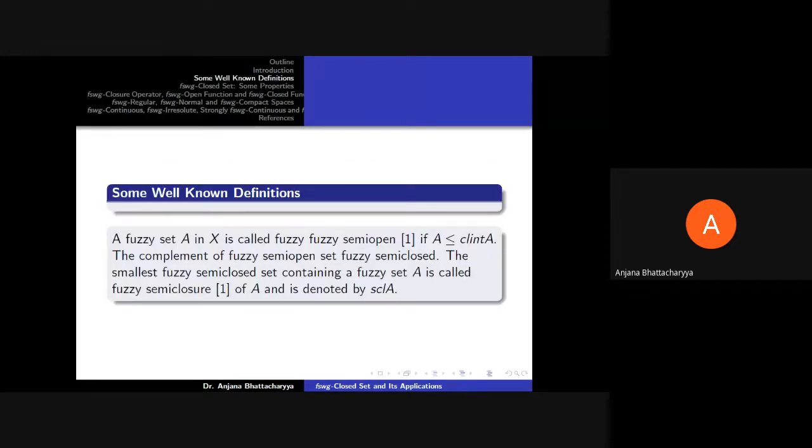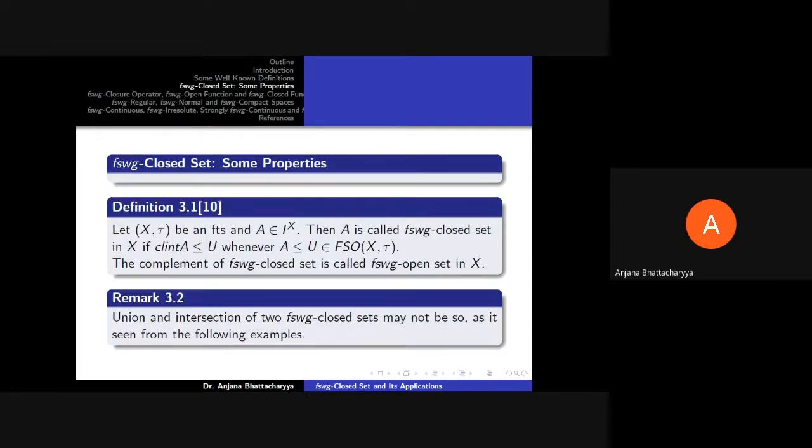First, recall the following definitions. A fuzzy set A is called fuzzy semi-open if A is less than or equal to closure of interior of A. The complement of a semi-open set is called fuzzy semi-closed. The smallest fuzzy semi-closed set containing a fuzzy set A is called the fuzzy semi-closure of A, denoted by SCL A.